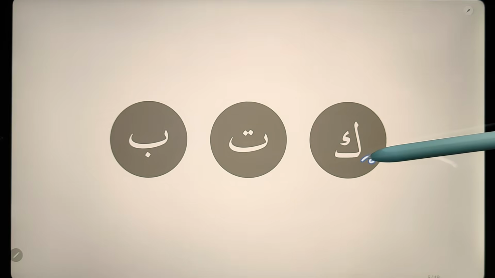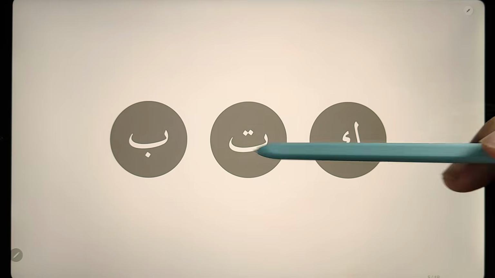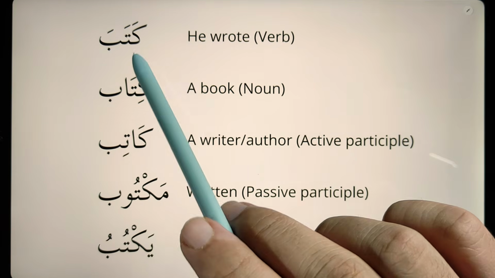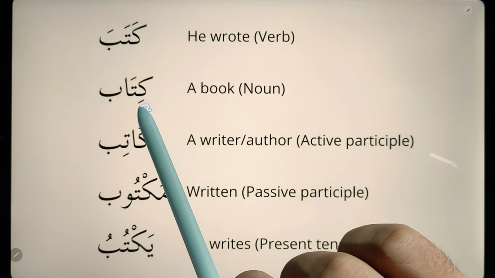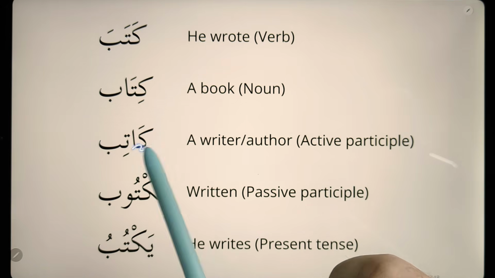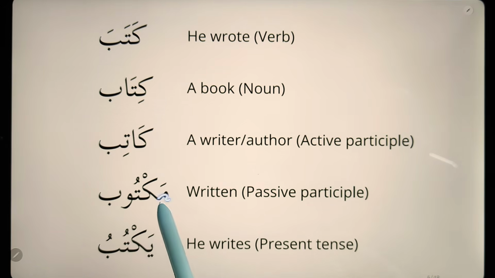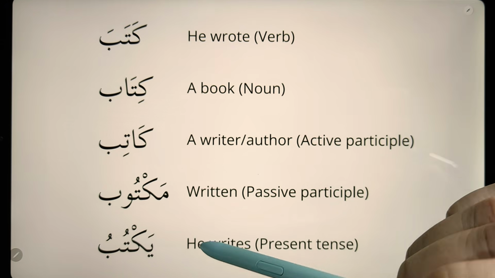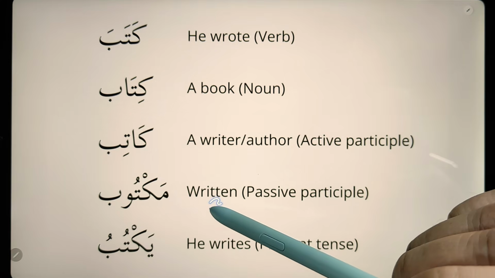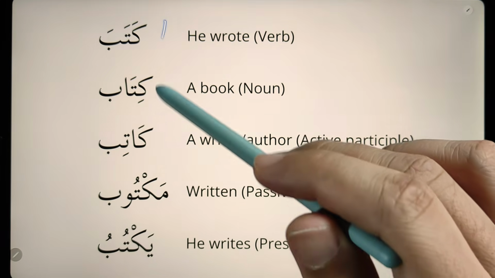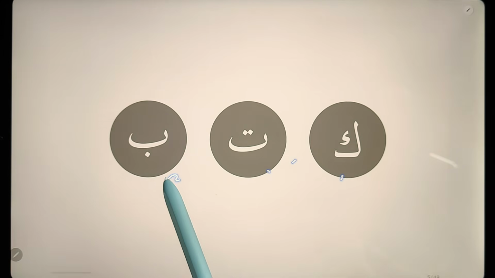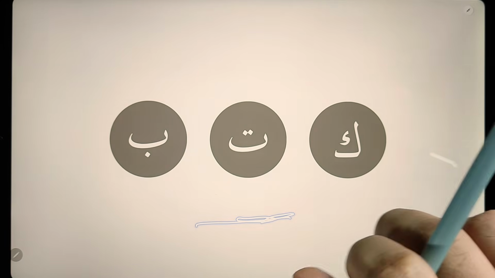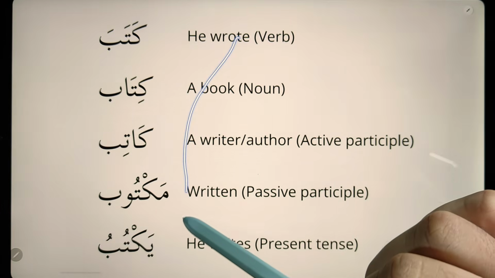You might be familiar with this root, kaf, ta, ba. This root appears in so many words. For example, kataba means he wrote. Kitab means a book. Katib means a writer. Maktub means written. Yaktub means he writes. And so many other words like mukataba or maktab or maktaba. Just by learning kaf, ta, ba and its central meaning, you will be able to recognize all these words and their meaning.